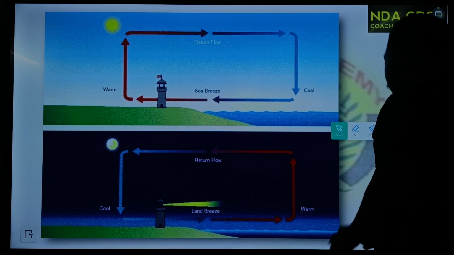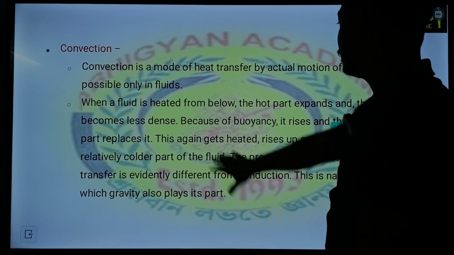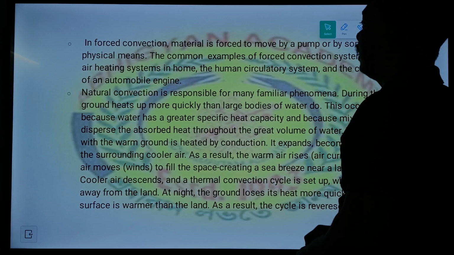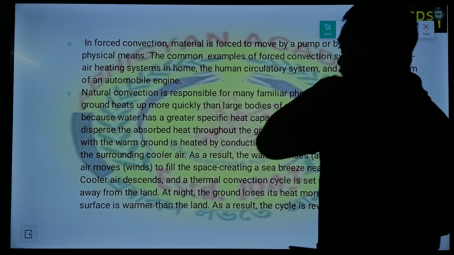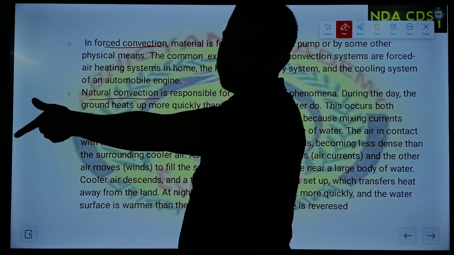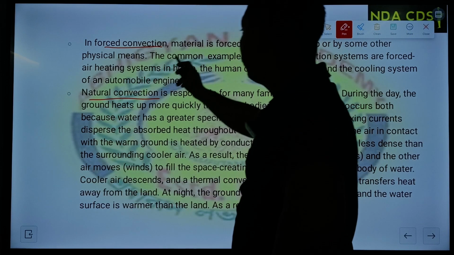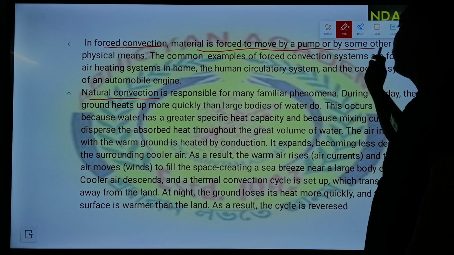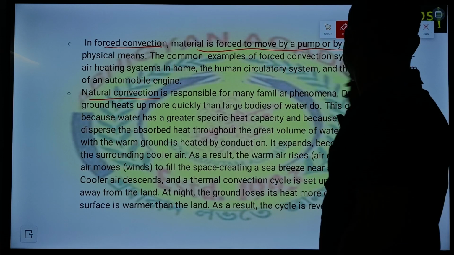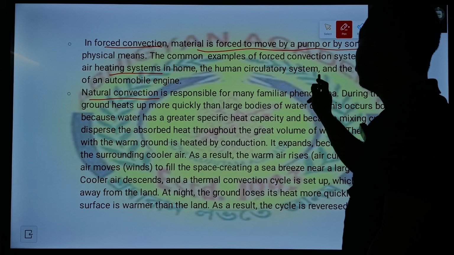Fine. Now, one more thing you need to learn about convection is that okay, this is what I have explained. यही है बस. There are two types of convection. One is forced convection and one is natural convection. Natural convection is this example, land breeze, sea breeze. Forced convection क्या होगा? In forced convection, material is forced to move by a pump or some other physical means, a pump or some kind of machine. And this happens in, say, air heating system or air cooling system, human circulatory system.